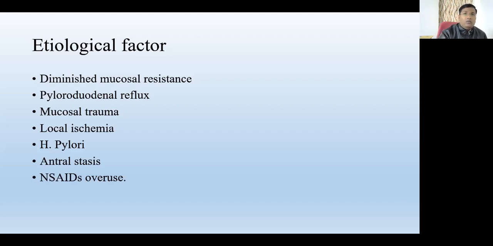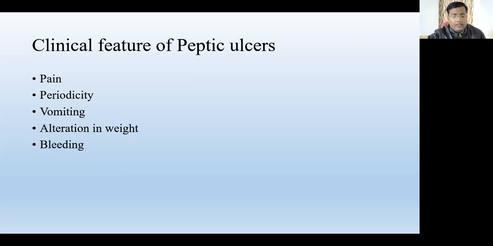That's why if you ever prescribe an NSAID to any patient, you must give some anti-secretory drugs along with it, a PPI or H2 blocker, to protect the gastric mucosa and avoid development of these gastric ulcers.